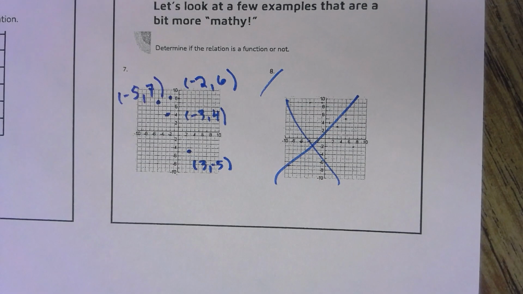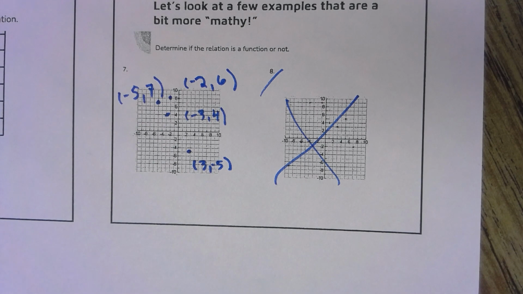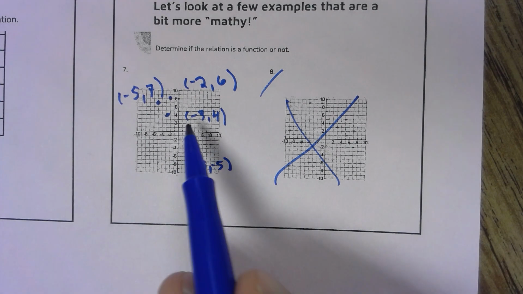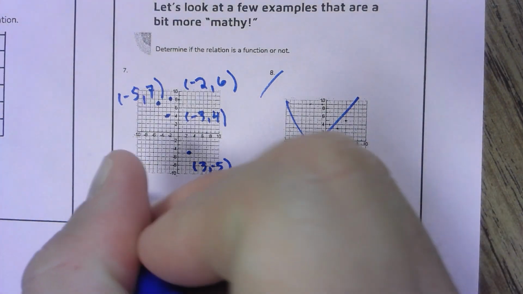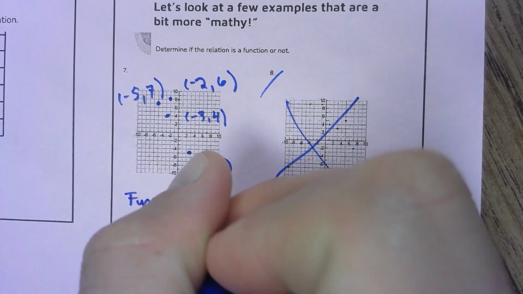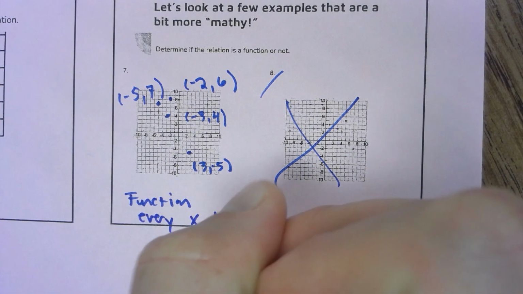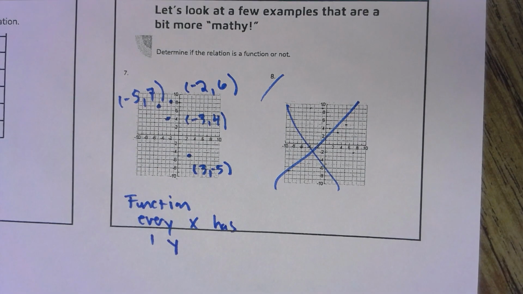Okay, but the idea is still the same. Is there one x value that has two different y's? And I'm not seeing that, right? Every x has a unique y. There isn't any x value that shows up more than once. So this is a function. Every x has one y. Okay, and again, I know those graphs are really hard to see. I don't love that. On the homework, it's not that small.